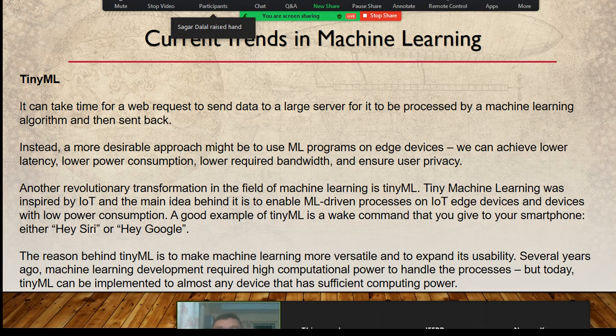Several years ago, machine learning development required high computational power to handle the processes. But today, TinyML can be implemented on almost any device that has sufficient computing power.